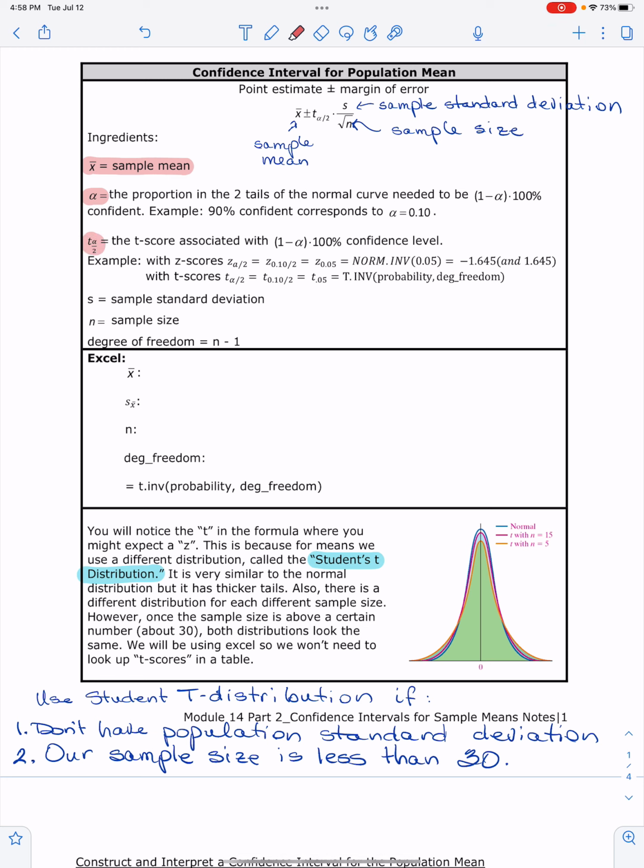So we've talked about t of alpha over 2. S is our sample standard deviation. N is our sample size. The new term here is our degree of freedom. That is 1 less than the sample size. That ensures that we are dividing by something a little smaller, which again makes our standard deviation just a little bit larger. Okay.